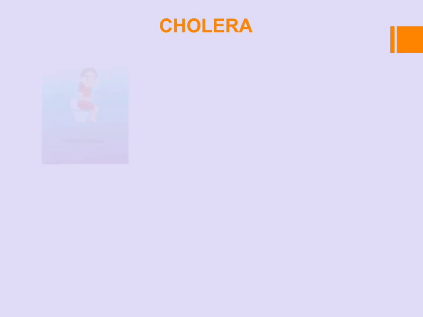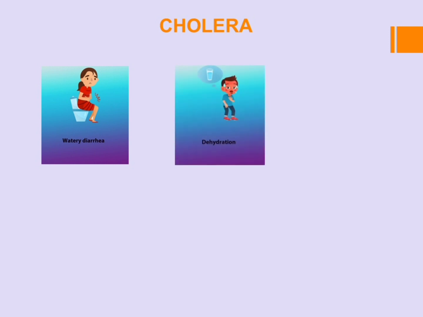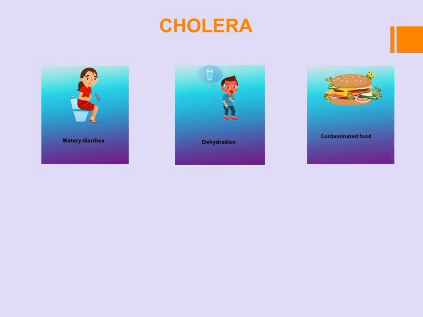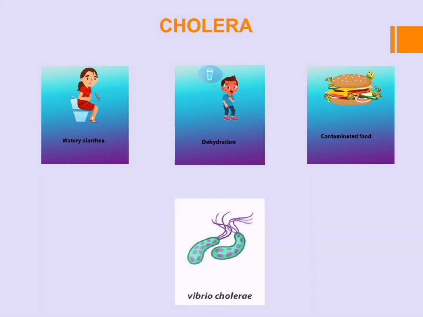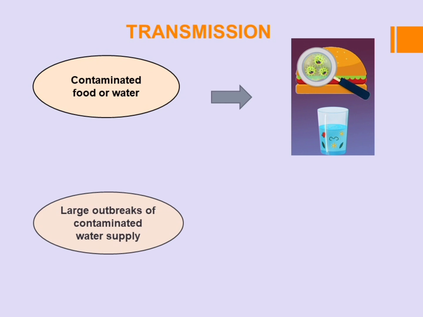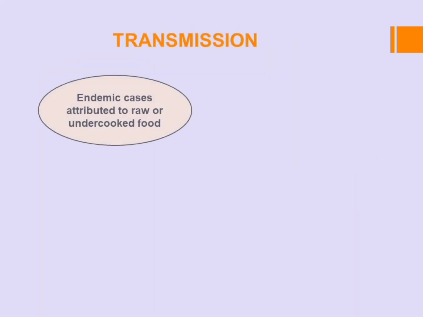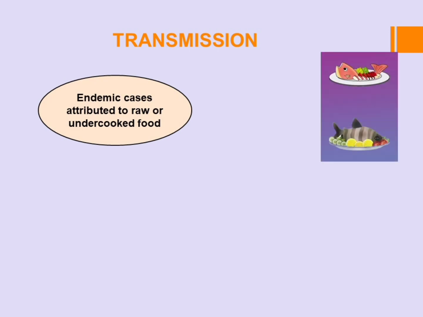Cholera is an infectious disease that causes severe watery diarrhea which can lead to dehydration and even death if untreated. It is caused by eating food or drinking water contaminated with a bacteria called Vibrio cholerae. Cholera can be transmitted through contaminated water or food. Sudden large outbreaks are usually caused by a contaminated water supply. Outbreaks and endemic and sporadic cases are often attributed to raw or undercooked seafood. Direct person-to-person transmission is rare.